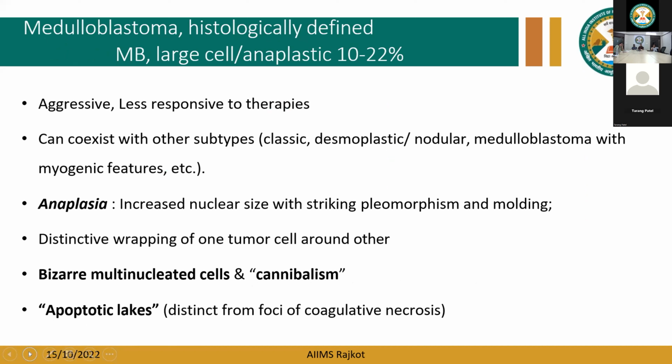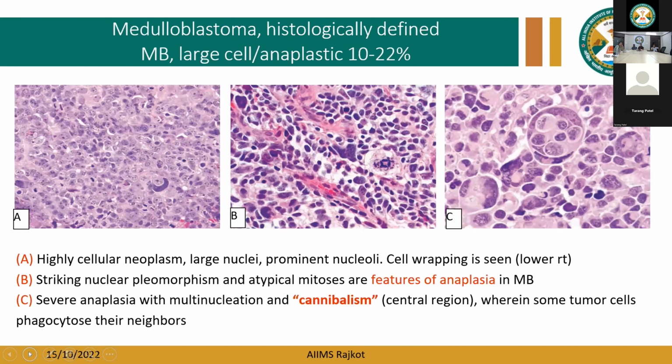Now the last morphological category, that is the large cell anaplastic, comprising 10 to 22% of the cases. It is an aggressive one and it will be less responsive to therapies. It can coexist with other morphological subtypes. There will be anaplasia, bizarre multinucleated giant cells, cannibalism, and apoptotic bodies.